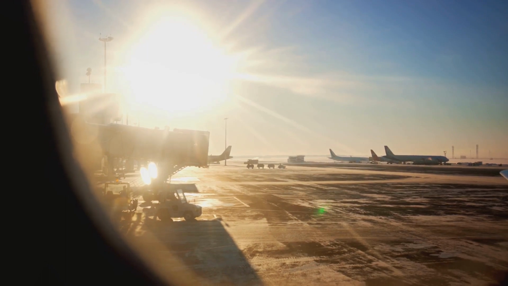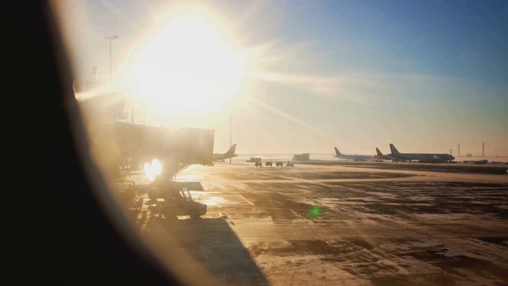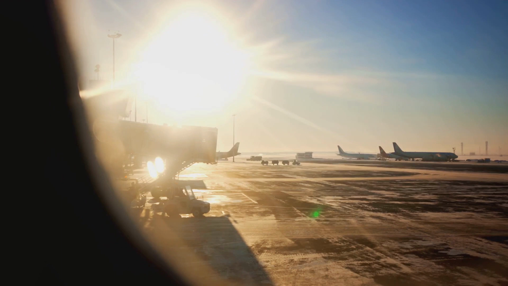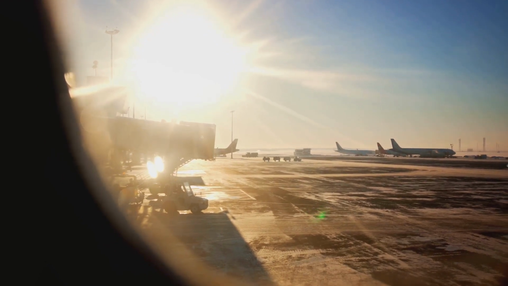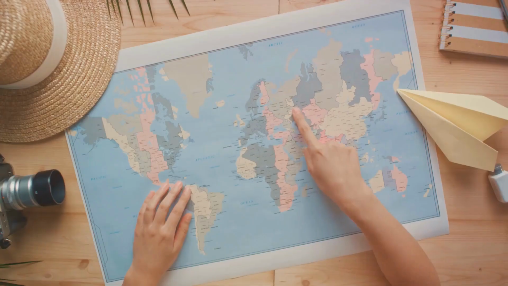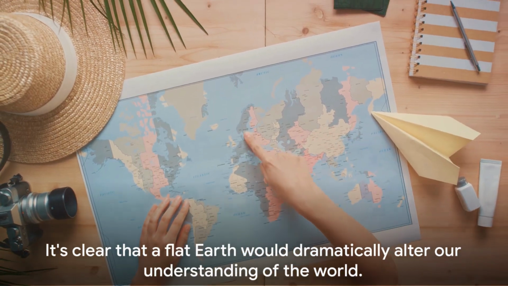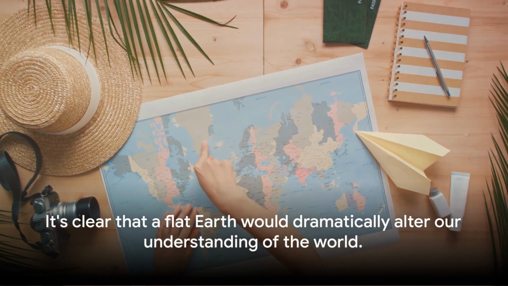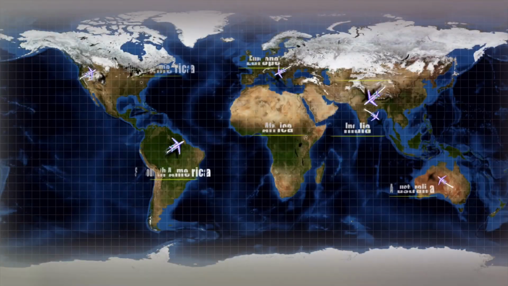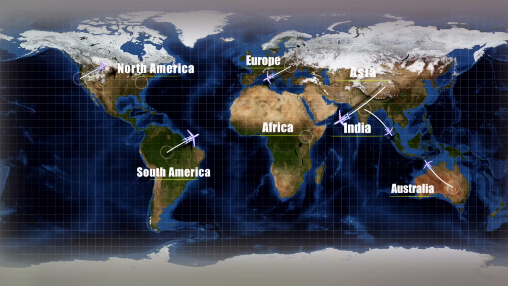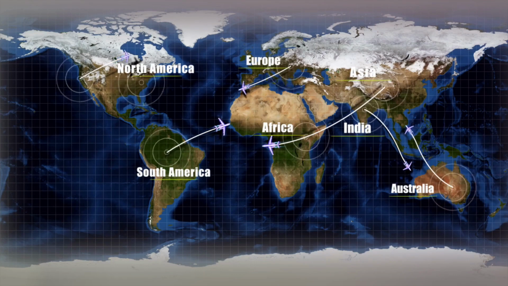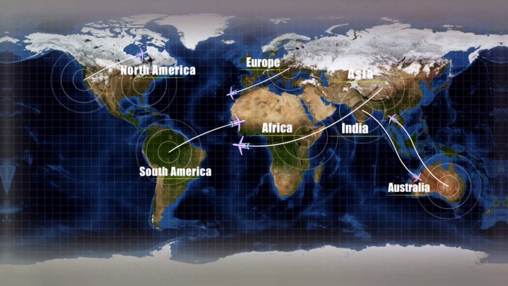Now imagine travel. Circumnavigation, the concept of traveling around the globe, would be out of the picture. Air travel routes would need a complete overhaul, potentially making some trips longer and more arduous. These implications only scratch the surface of how a flat Earth would change our lives. From scientific principles to everyday activities, everything would be different. It's clear that a flat Earth would dramatically alter our understanding of the world.